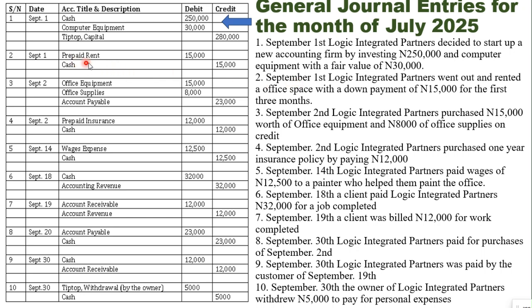As you can see, prepaid rent and cash. And because we are removing money, we are taking money out from our cash account. So we're going to credit the cash account because money is going out from it. So we're now going to debit the rent account and credit the cash account.